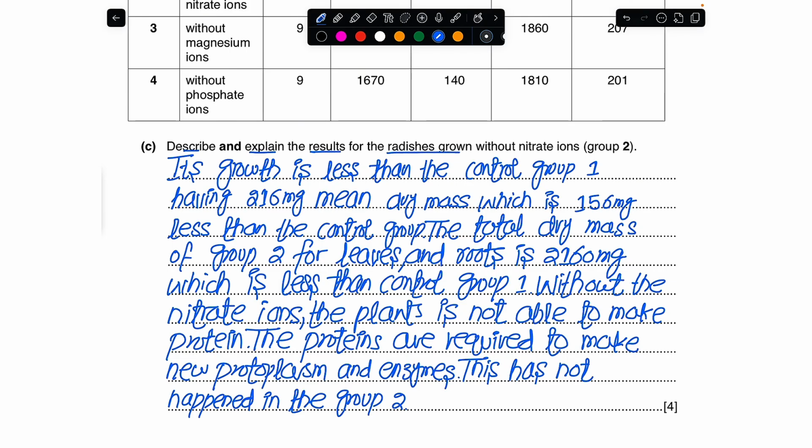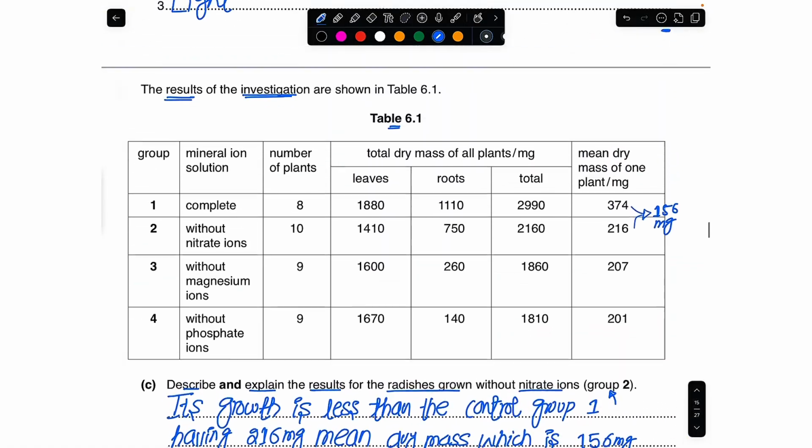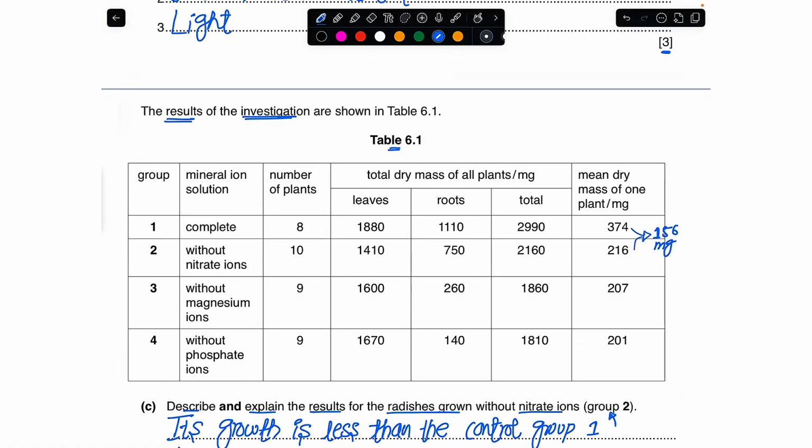for the radishes grown without the nitrate ions, which is group number 2 with us. Now, first I will tell you the descriptive points and then we would be explaining them. What I will say, in terms of description, is that the radish plants which are grown without the nitrate ion, their total dry mass of the leaves and the roots is less than the control group.